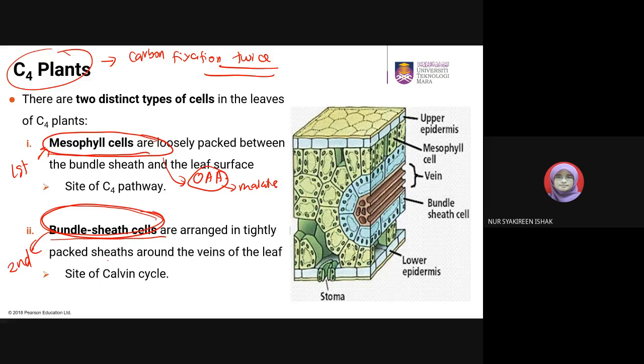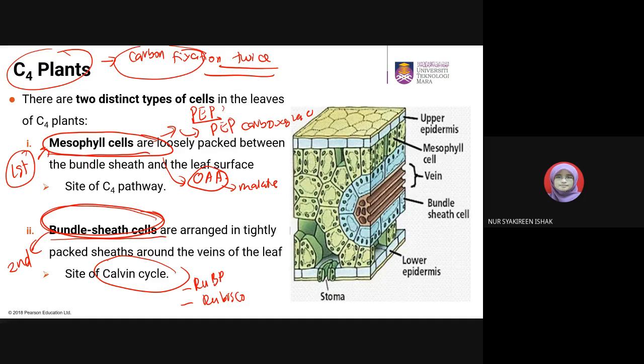Second carbon fixation ni sebenarnya adalah Calvin cycle. Okay, so ingat C4 plant ni akan tetap menggunakan RUBP sebagai carbon dioxide acceptor. Dia akan tetap menggunakan Rubisco. Cuma dia ada tambahan ekstra ni. First carbon fixation by first carbon dioxide acceptor which is PEP, phosphoenolpyruvate, by the enzyme PEP carboxylase. Okay, so sebab tu twice carbon fixation. First by PEP, second by RUBP. Enzim untuk yang first adalah PEP carboxylase, enzim untuk Calvin cycle adalah Rubisco.